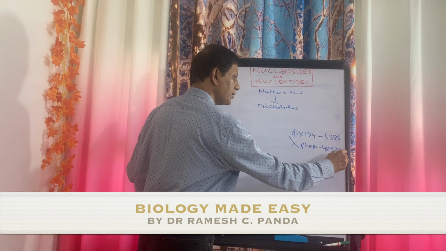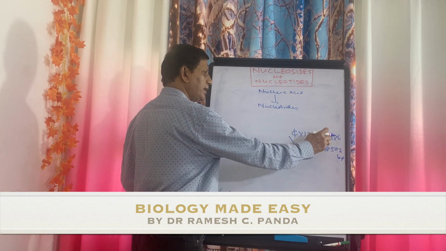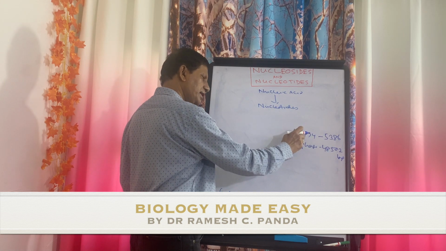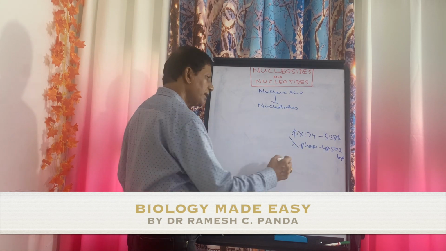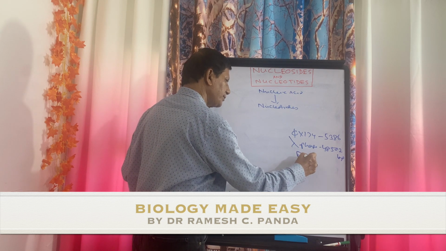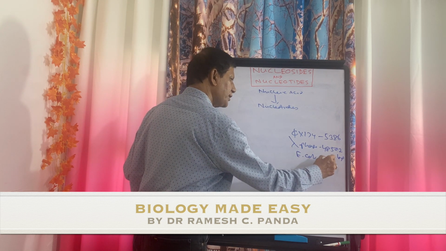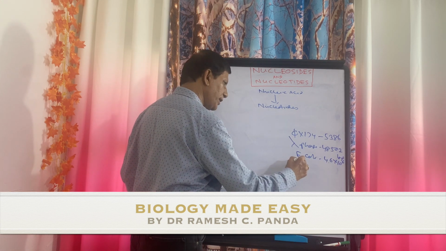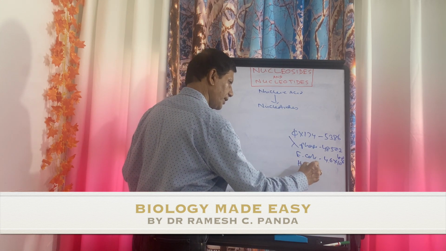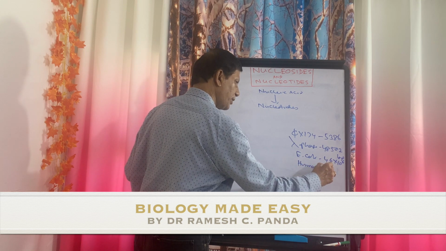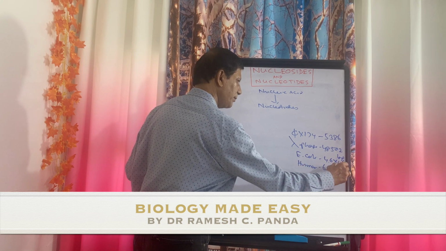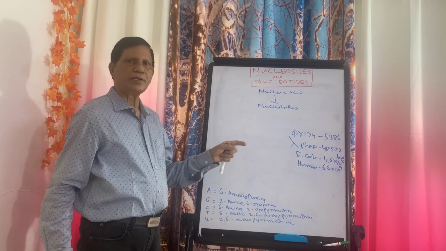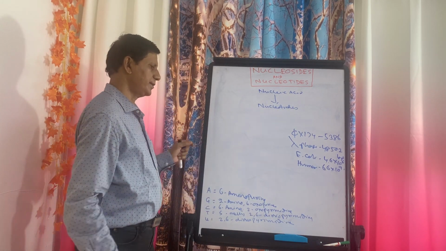48,502 base pairs. Here I have written nucleotides, here base pairs, because this is single stranded, this is double stranded. Similarly, in E. coli, 4.6 into 10 to the power 6 base pairs. In a human being, in a diploid cell, 6.6 into 10 to the power 9 base pairs. So, the length of the nucleic acid depends upon the number of nucleotides.